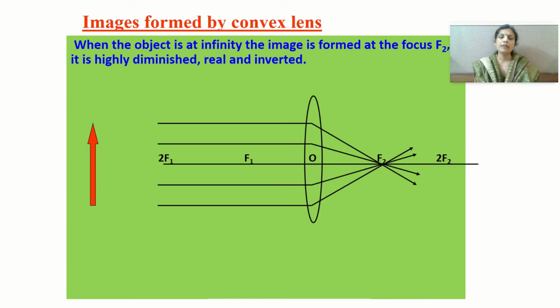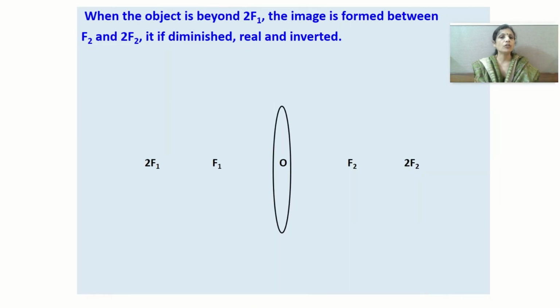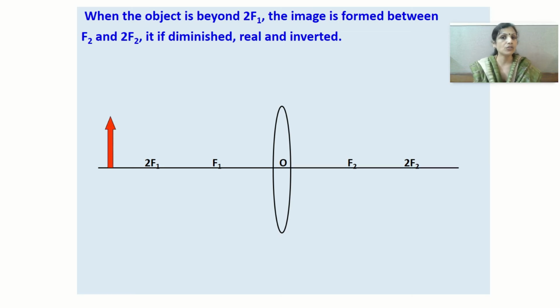Then the second position of the object, when the object is beyond 2F1. So let's place the object beyond 2F1. As I said, 2F1 and 2F2 is a distance which is equivalent to center of curvature. Every lens has two centers of curvature and we are denoting that by 2F2 and 2F1. So object is beyond 2F1.